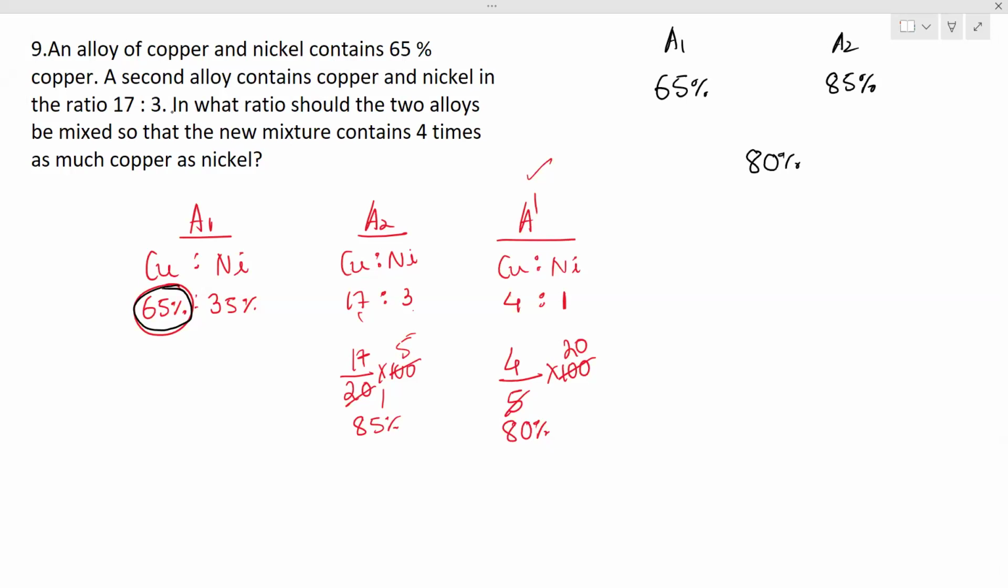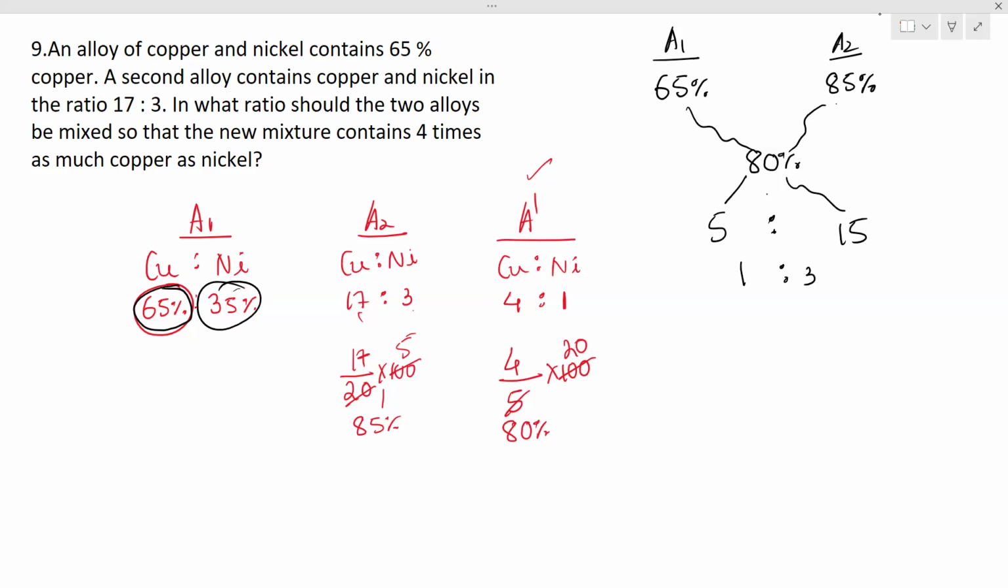I'm just dealing with alloy 1's copper part and alloy 2's copper part, and trying to compare it with the combined mixture, which is alloy 3, the combined mixture's copper part. What do I get here? 15. What is the difference here? 5. How much is the ratio? They must be mixed in the ratio 1:3. So now, deal with nickel and I should get the same answer, right? Yeah, you will get the same answer even if you deal with the nickel.